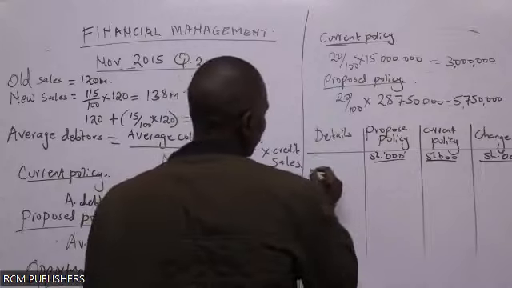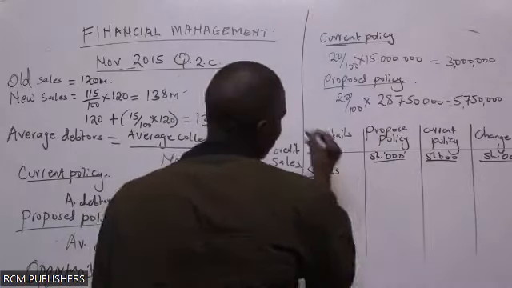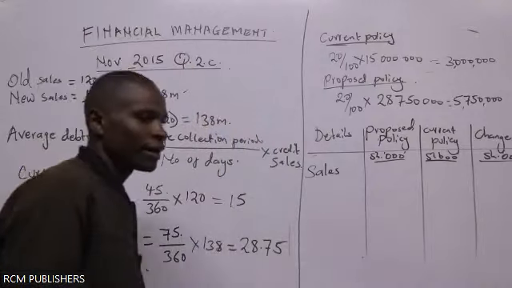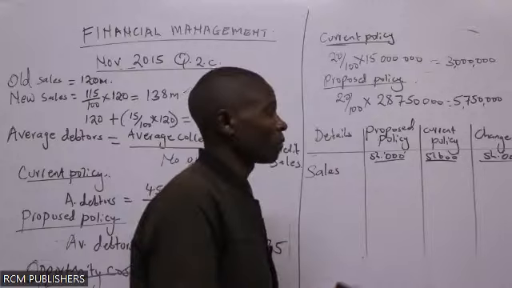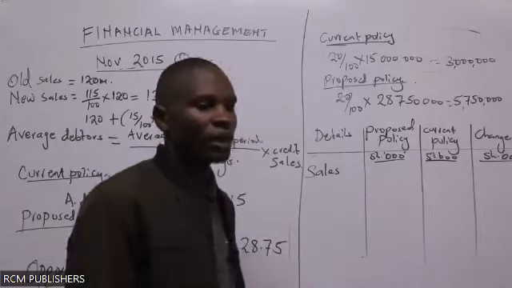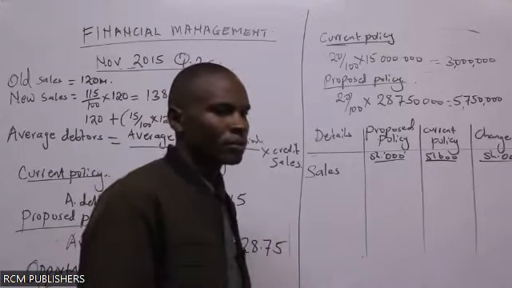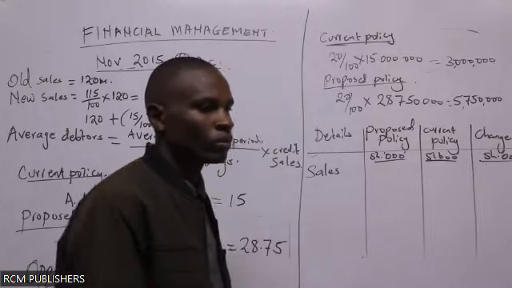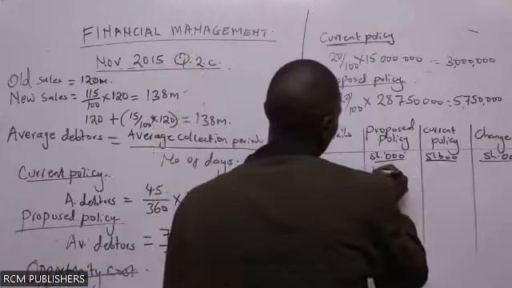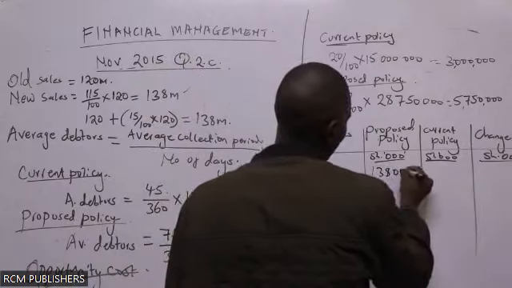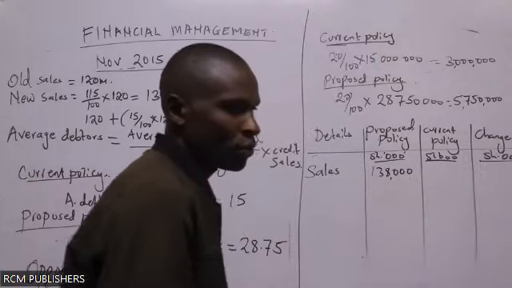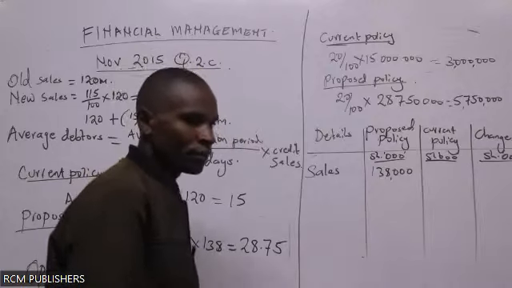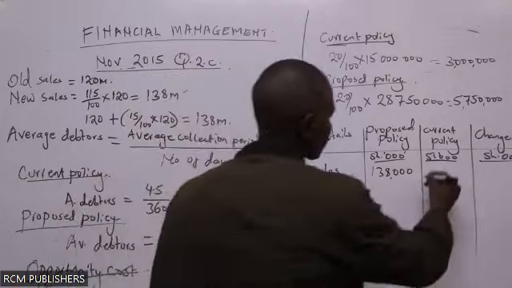Okay. Sales, give me the sale for the proposed policy very fast. Acha tufanye haraka haraka. I need us to do more. Nataka tufanye mingi so that we get to understand, you know. 130,000. Thank you very much. What about the current policy? Is it 120,000?